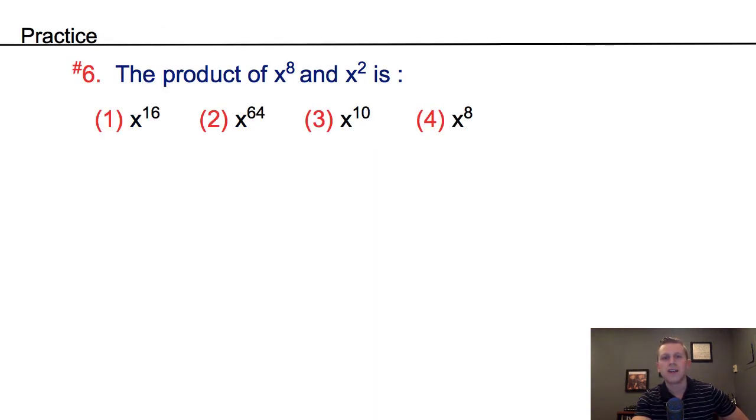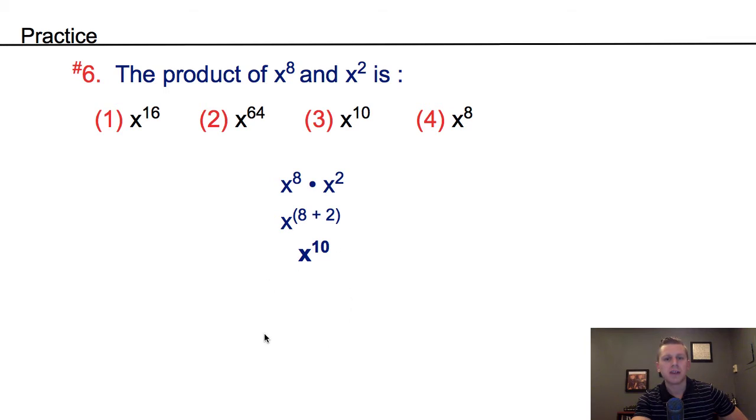Let's see if you can try one on your own. See if you can find the product of these two algebraic expressions. Well, product is really just a fancy way to say what is the answer to a multiplication problem, so I'll rewrite this as multiplication. Then when we multiply things with the same base, we can add the powers. 8 plus 2 is x to the 10th.